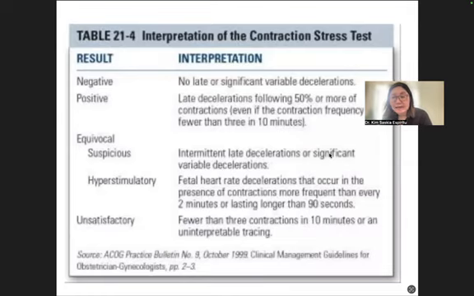It's equivocal, meaning you are suspicious, if there are intermittent late decelerations or significant variable decelerations that do not meet the 50% of late decelerations. It's hyperstimulatory, meaning the fetal heart rate decelerations occur in the presence of contractions more frequent than every 2 minutes or lasting longer than 90 seconds. It's unsatisfactory if you don't achieve 3 contractions in 10 minutes. So you have to stimulate more to achieve contractions, at least 3 contractions in a 10-minute tracing.